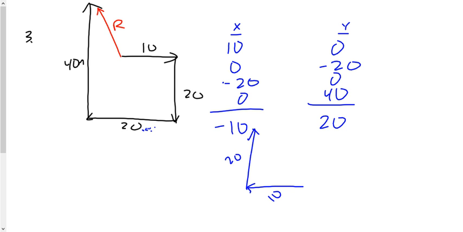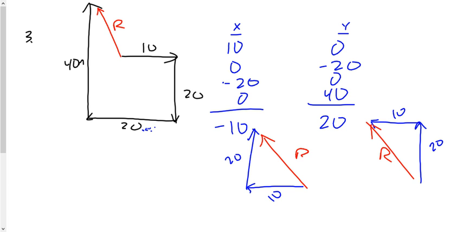By the way, could you have drawn it this way? 20 up and then 10 this way? Would that be okay? Sure. Both are correct. In both cases, you end up getting the same value of the resultant vector. It's the square root of 20 squared plus 10 squared. The square root of 500, which I think was 20, is it 22? 22.4.